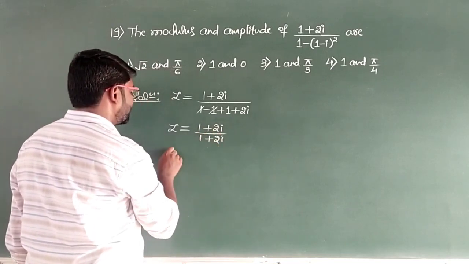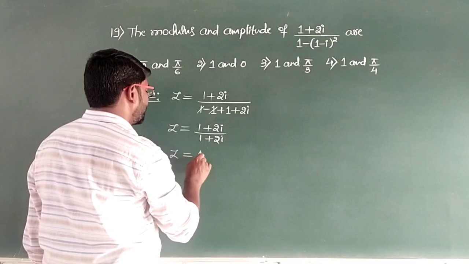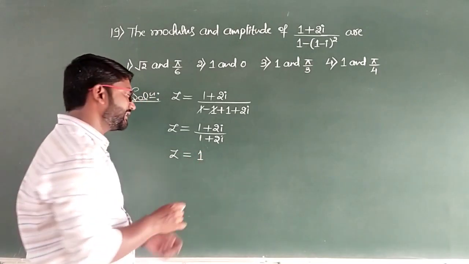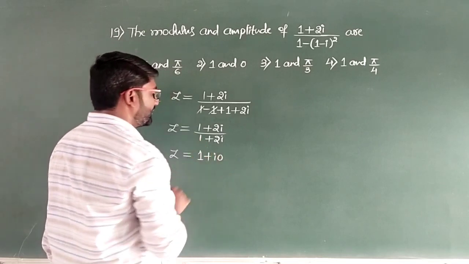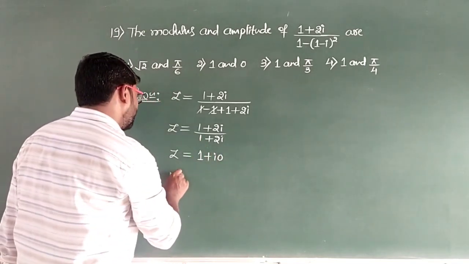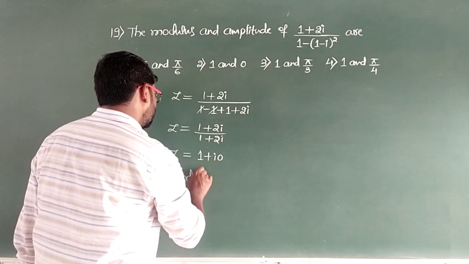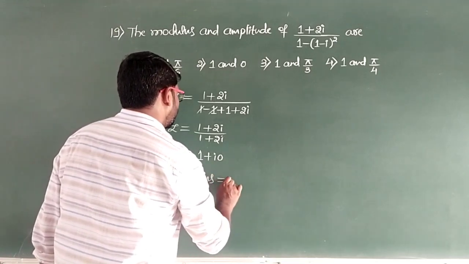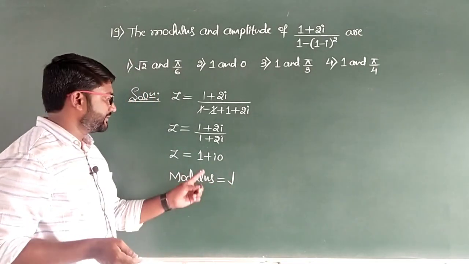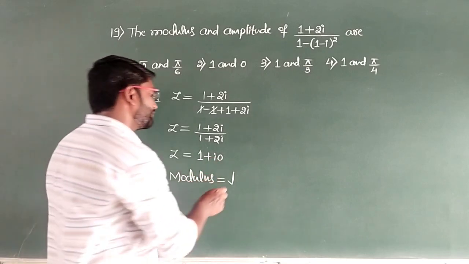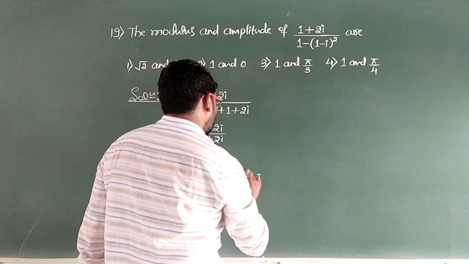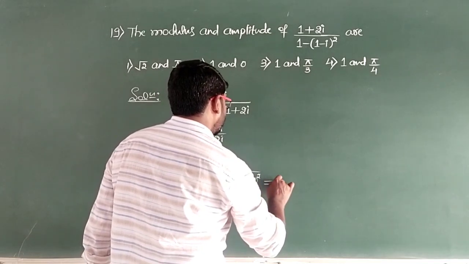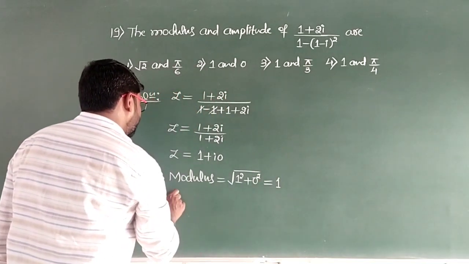Again these two get cancelled. So we have z equal to 1, and this 1 can be written as 1 + i × 0. The modulus will be the square root of a² + b². This is the value of a and this is the value of b. 1² + 0². It will be 1.